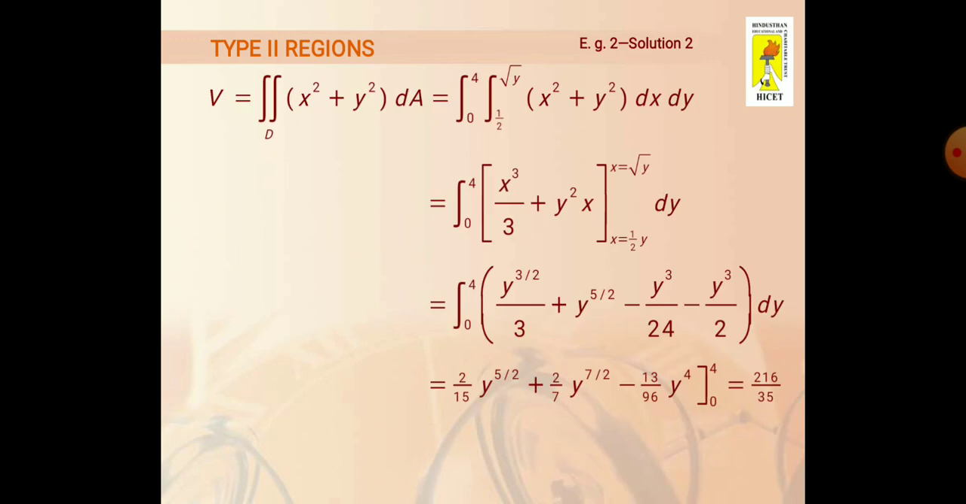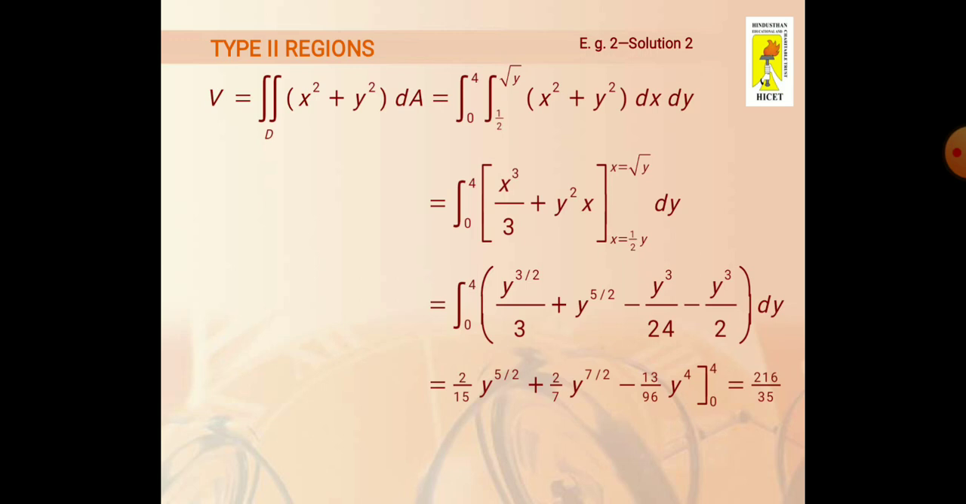Therefore, apply the result. V equal to double integral over the domain of x square plus y square dA equal to integral 0 to 4, integral 1 by 2 y to root y, x square plus y square dx dy. So in this problem, the inner integral is with respect to x. Therefore, first we have to integrate with respect to x, then we have to integrate with respect to y. So integral 0 to 4, first integrating with respect to x, x cube by 3 plus y square x comes. So close the bracket. Apply the limits x equal to 1 by 2 y to x equal to root y, dy.